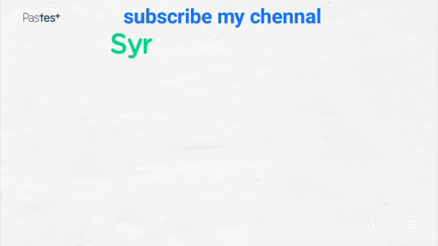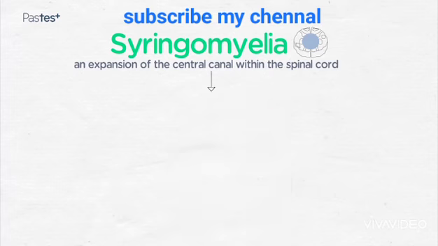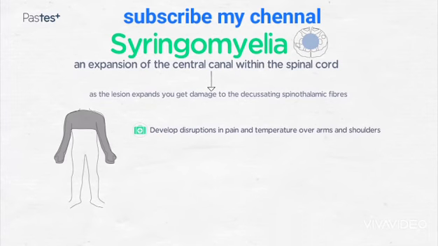The third syndrome is syringomyelia. This is an expansion of the central canal within the spinal cord, and as that lesion expands, you get damage initially to the decussating spinothalamic fibres. This means that patients develop disruptions in pain and temperature sensation, usually over the arms and shoulders, in this cape-like distribution. It's very unusual for the syrinx to be sufficiently large to affect the dorsal columns, and therefore vibration and joint position sense are spared.